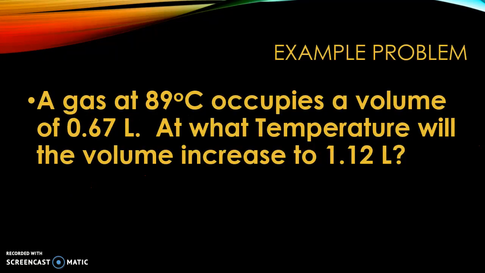So let's do some practicing. A gas at 89 degrees C occupies a volume of 0.67 liters. At what temperature will the volume increase to 1.12 liters? Well, let's look at what we have here. A gas at 89 degrees C, well, there's a temperature, occupies a volume of 0.67 liters. So there is your volume. At what temperature will the volume increase to 1.12 liters? So they changed the volume from 0.67 to 1.12, which means that 0.67 is V1 and the 1.12 is V2, and they want you to find out T2.